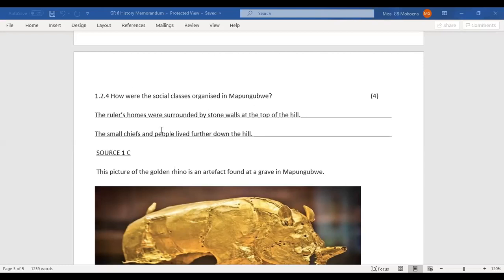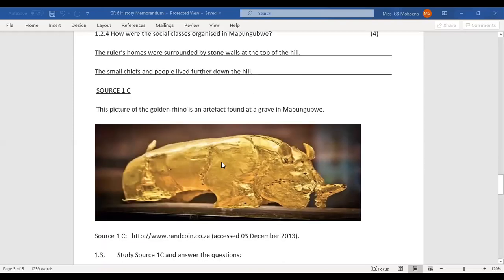Okay, yes. The ruler's home was surrounded by stone. It's another answer, a different one from yours. The ruler's home was surrounded by the stone walls at the top of the hill. The small chiefs and people lived further down the hill, but all your answers are relevant and they are correct.